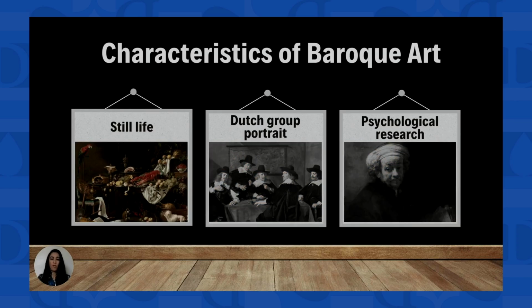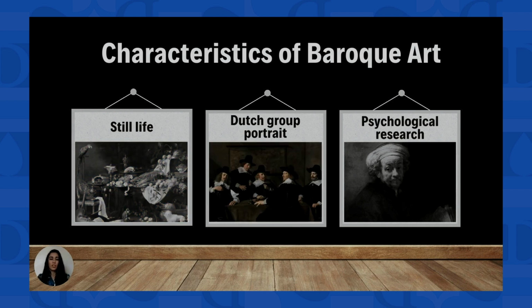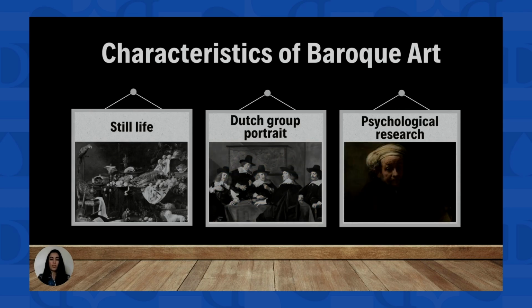Still life: genre of painting that displays everyday objects such as flowers, books, and game pieces with visual realism. Group portrait: representation of groups, especially volunteer companies, with natural light. Psychological research: exploration of situations and characters through contrast of light and shadow, introducing an interest in moral portraits.